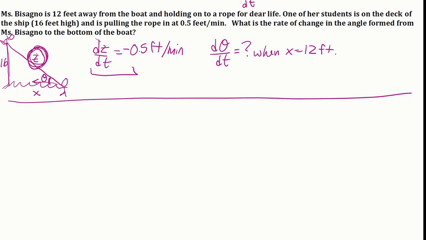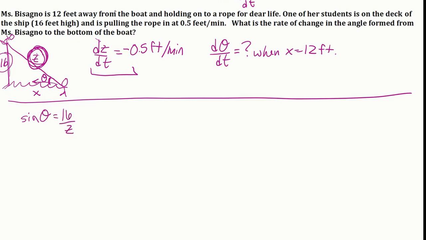So I want to use either cosine or sine, because I'm given dz/dt. So I definitely want to have a z in there. And I kind of want to use the 16 because that's not changing. The derivative of 16 will just be 0. So that kind of makes things easier for me. So I'm going to go ahead and use sine. So sine of theta, SOHCAHTOA, so sine is opposite over hypotenuse.